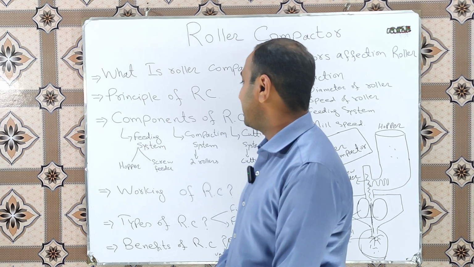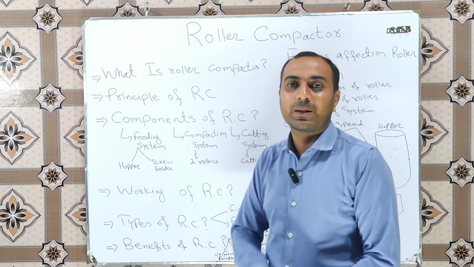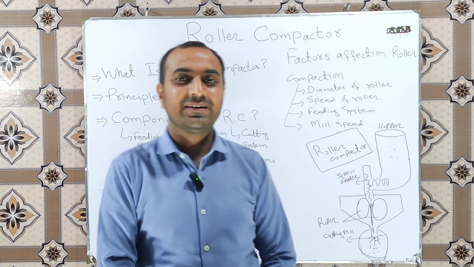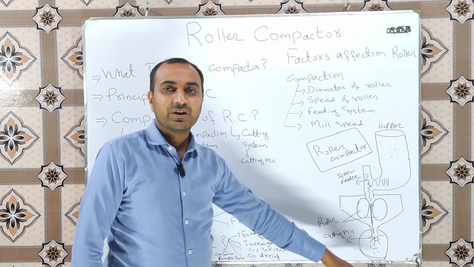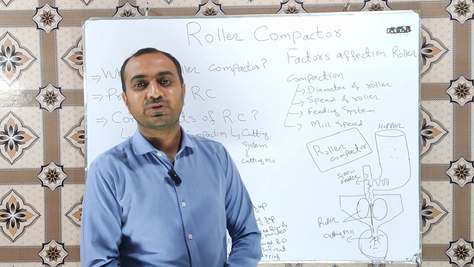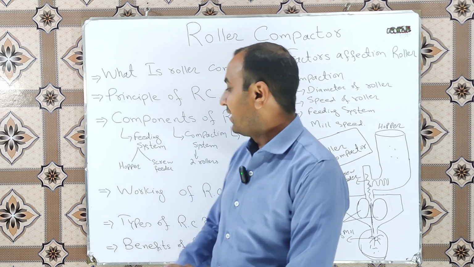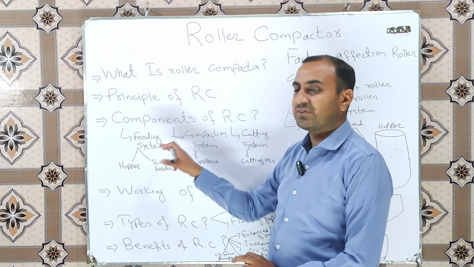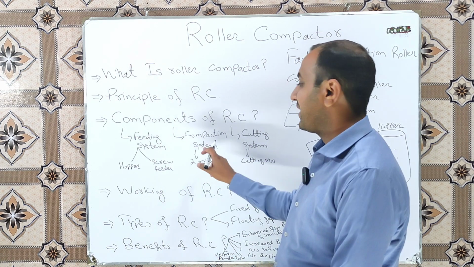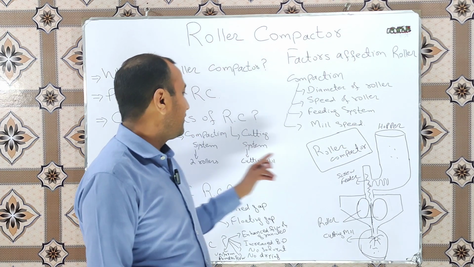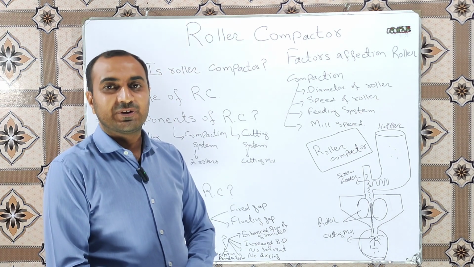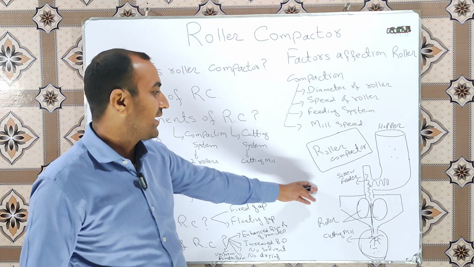So the next one is what are the components of roller compactor. Here you can see the roller compactor. Basically it consists of three main components. First one is the feeding system, second one is the compaction system, and third one is the cutting system. I will explain it from this diagram.